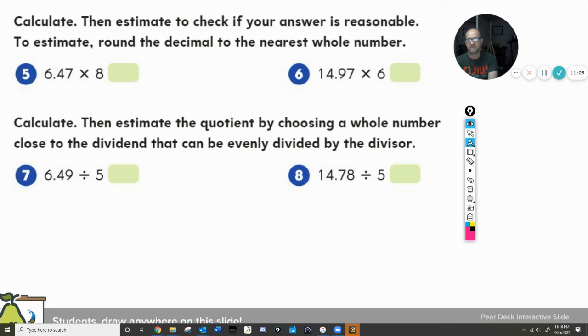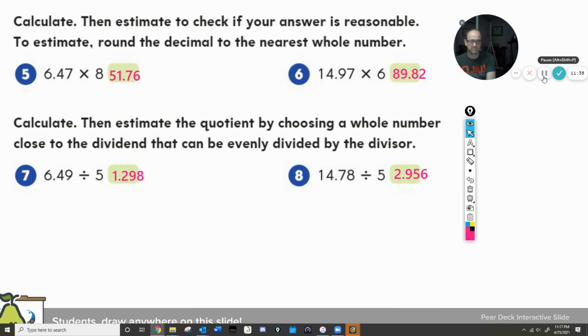Read the directions, calculate, estimate, multiply, divide. I'll put up answers in 5, 4, 3. Well, as soon as I pause them. All right, do we all agree? Good. I'd have done 6 times 8 is 48. 15 times 6 is 90. 6 divided by 5 is a little more than 1. 15 divided by 5 is about 3. Those all work.